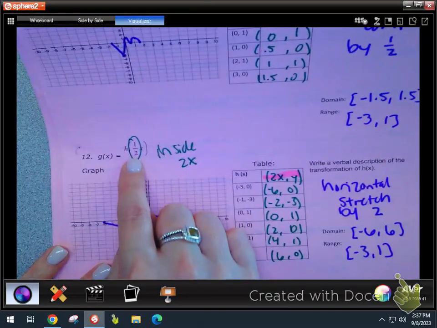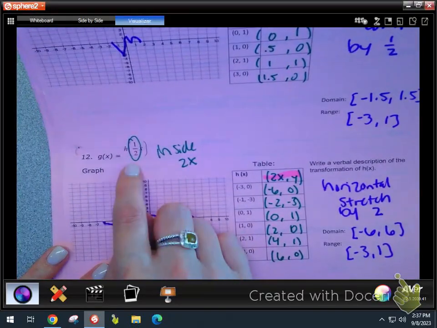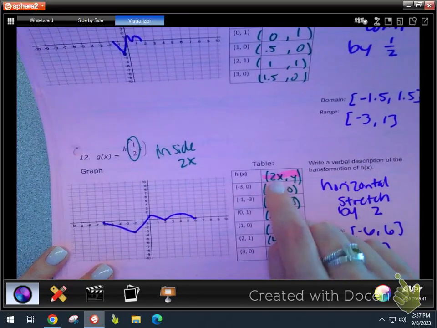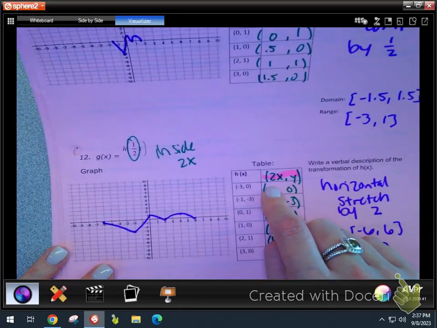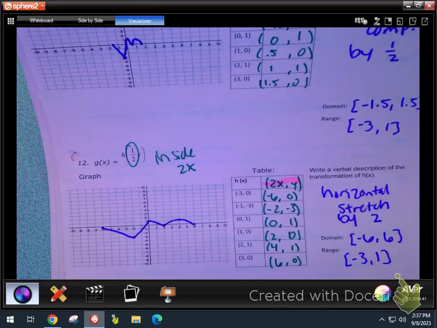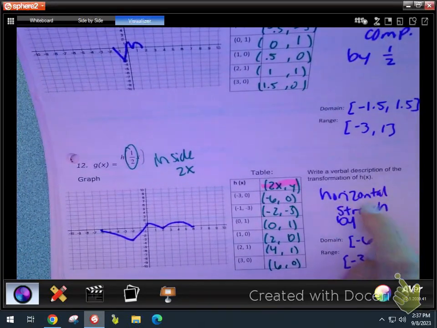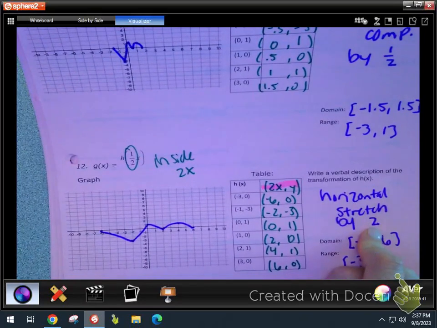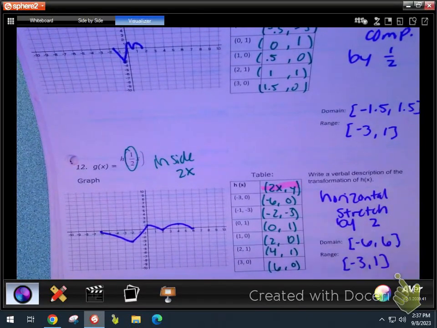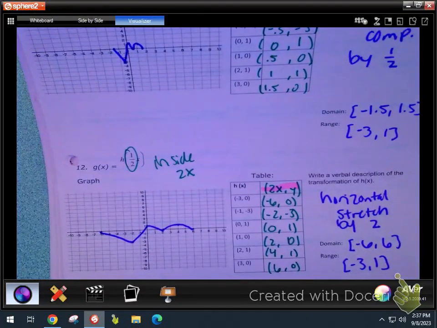And then on the last one, you had h of 1/2 x. Again, it was inside. Inside's opposite, so that meant you doubled all of your x's. When you look at your graph, you horizontally stretched it apart. So you need to say horizontal, you need to say stretch, and the factor that it's a stretch by was by 2.